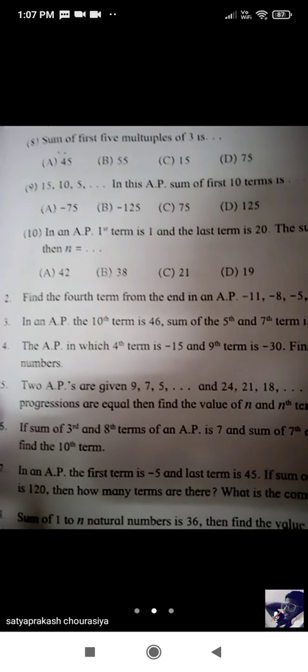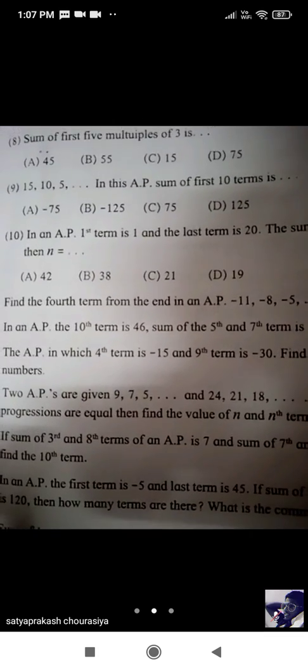In an AP the 10th term is 46 and sum of the 5th and 7th term is 52. Find the AP. अब क्या बोला इसमें कि in an AP 10th term is 46 means T10 की वैल्यू दी है. टेंथ पोजीशन पे क्या आ रहा है? 46 आ रहा है. And sum of the fifth and seventh term, फिफ्थ टर्म और सेवेंथ टर्म दोनों का सम 52 मिल रहा है हम लोगों को.